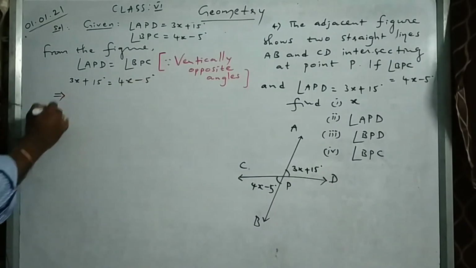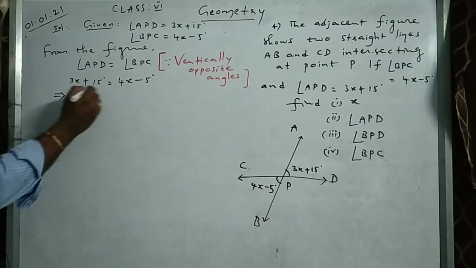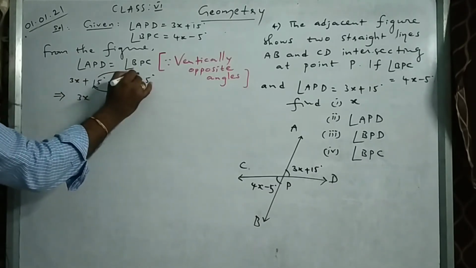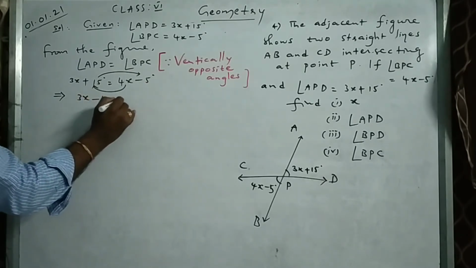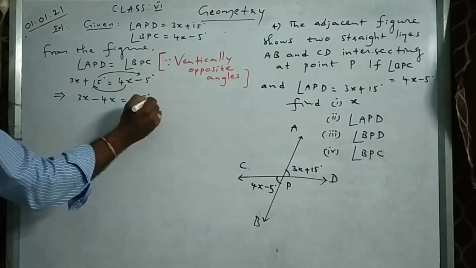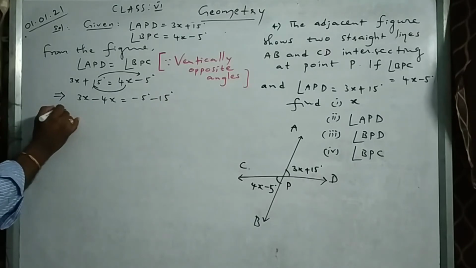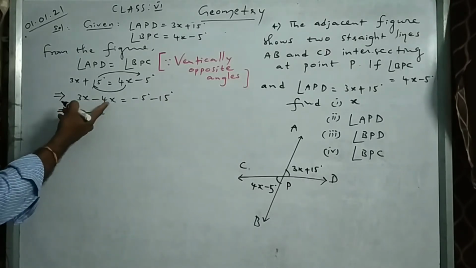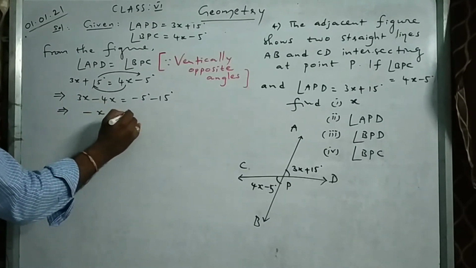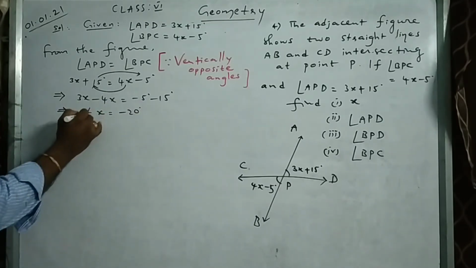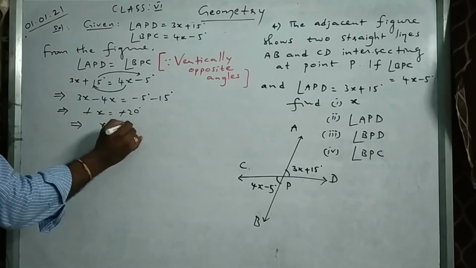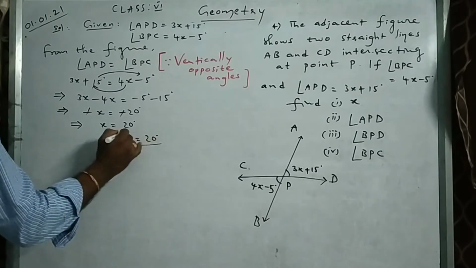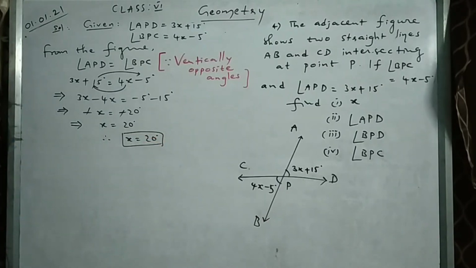So you can just transpose the variables here. 3x and 4x bring this side, 15 shift that side. So minus 4x, minus 5 minus 15 becomes minus 20. So 3x minus 4x is minus x, because the bigger value is 4. Both sides minus cancel, x equal to 20. Therefore the value of x here is 20. So first question is over.